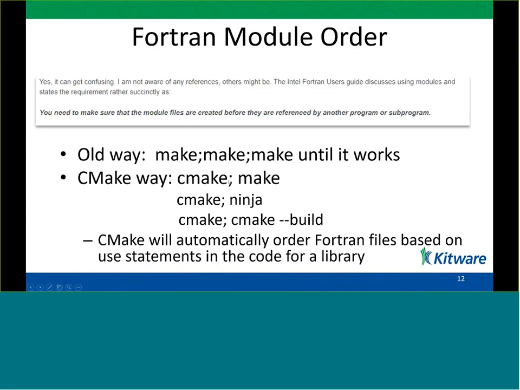With CMake, you can write CMake and then make, or CMake and ninja, or CMake and cmake --build. And then CMake will make sure that the Fortran files in that directory are ordered in the correct order so that the modules are all built and created before they're referenced in another Fortran file.